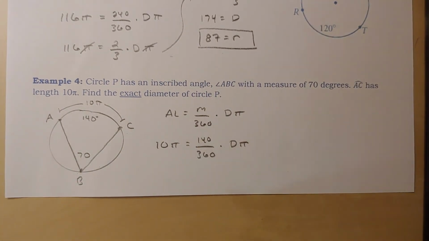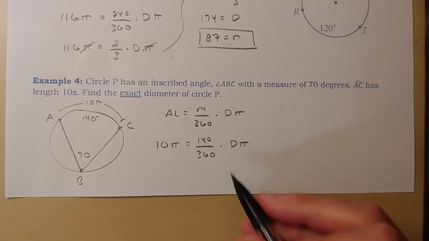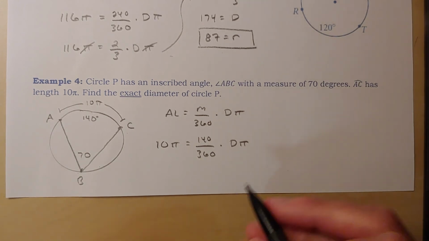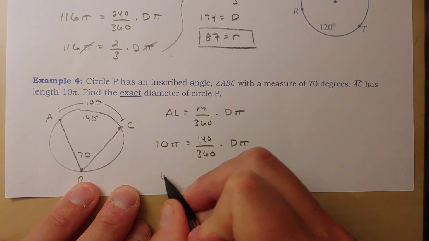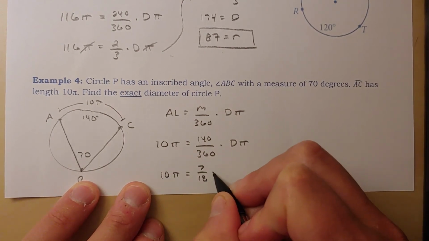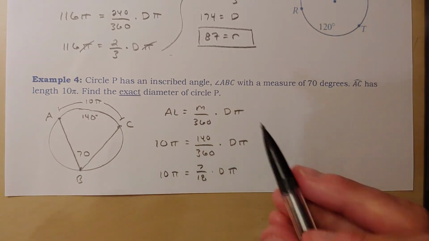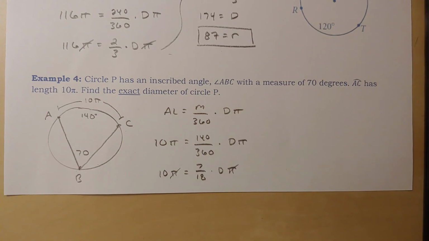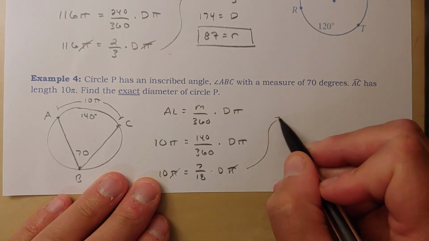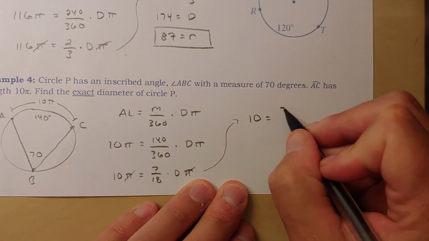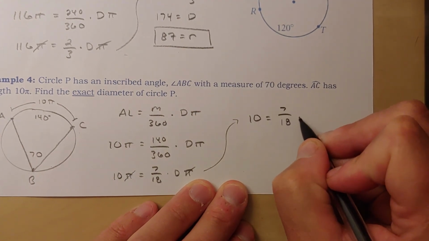So once again, I'm going to simplify this fraction if I can. So 140 over 360, and this gives me 7/18. Just like in the previous problem, I have a pi on both sides. Those can divide away, essentially cancel out. And now I'm left with 10 on the left side and 7/18 on the right side.